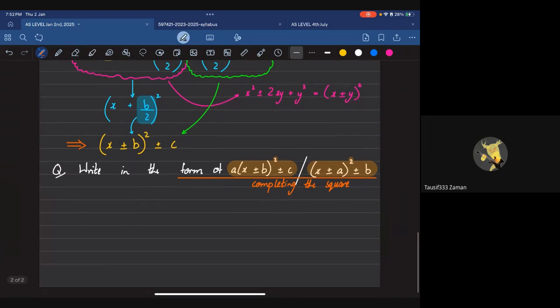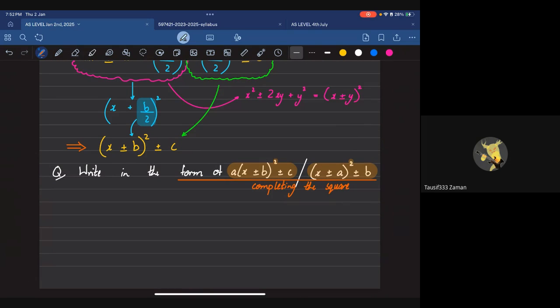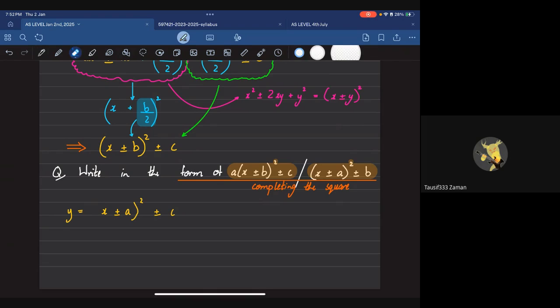The reason for that is that your completing the square form is actually very useful in order to tell us the intercepts of the equation. And by intercepts, I mean the x and the y intercepts of the equation. How so? Let's look at this. For example, let's take another example, not the same one: y is equal to (x plus minus a) whole squared plus minus c. Now, let's look at the use of this.